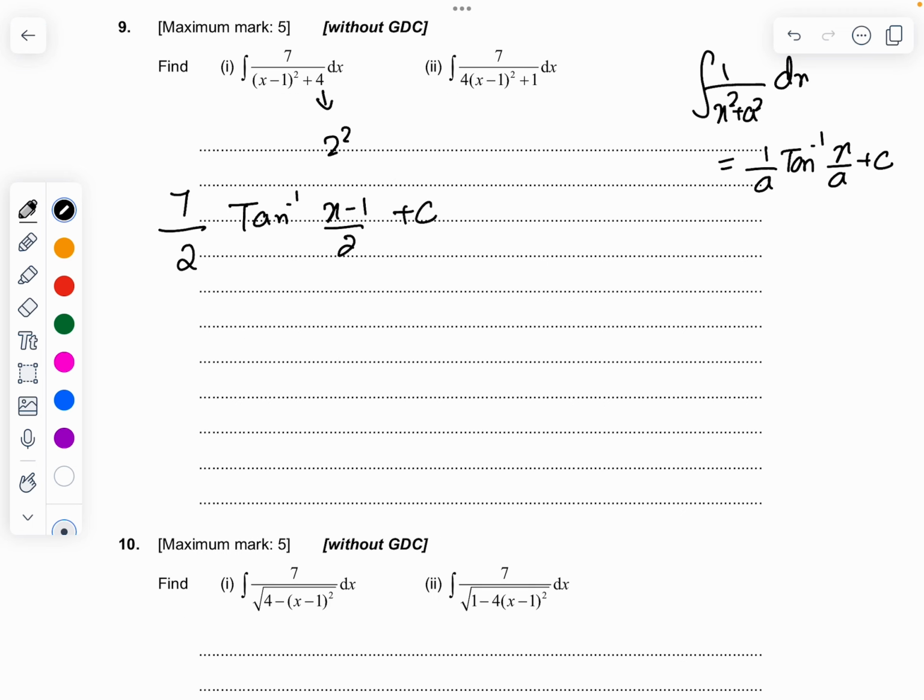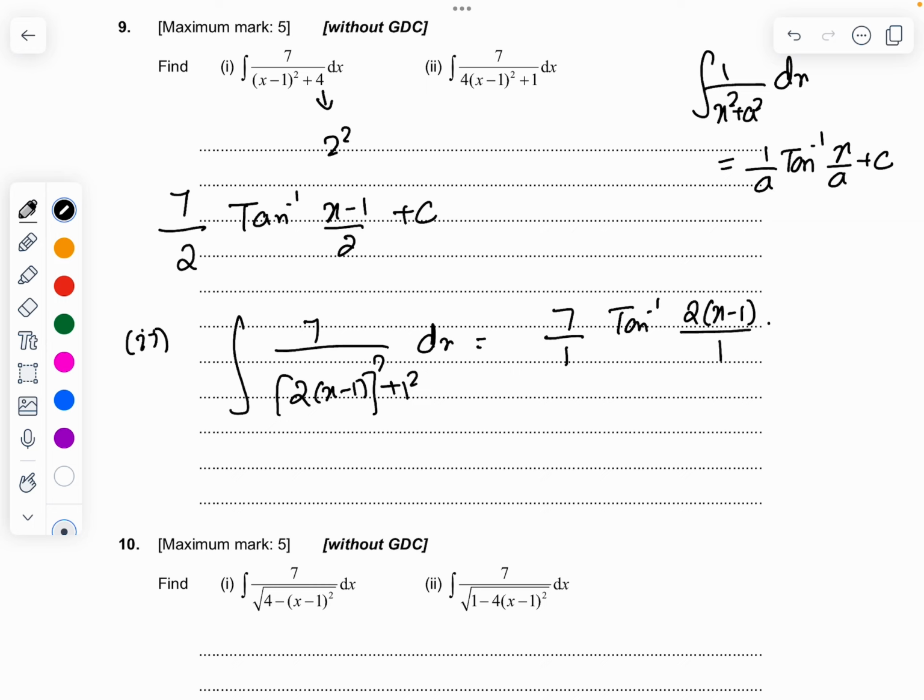Now the next one will become integral 7 upon 2 times x minus 1 whole square plus 1 square. So it will become 7 upon 1 tan inverse of 2 times of x minus 1 divided by 1 plus c, but because of this 2x, don't forget to divide by 2.